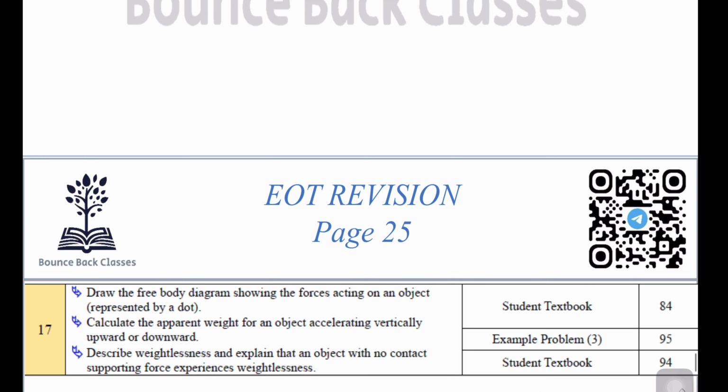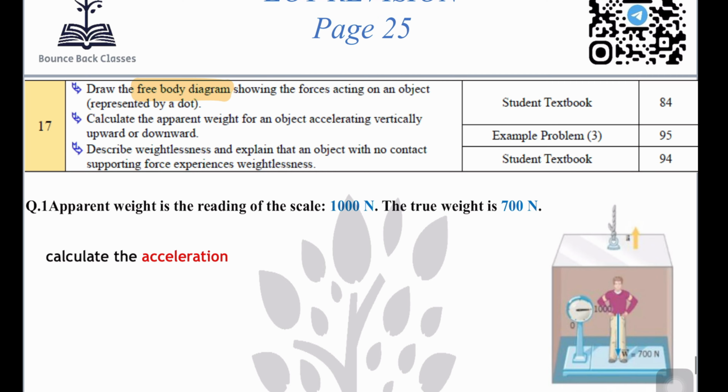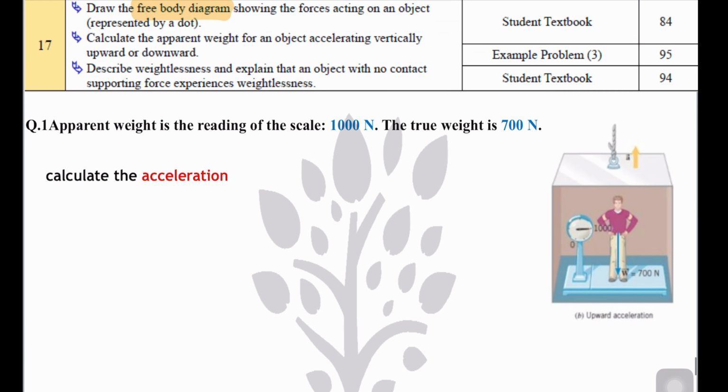Okay. Next, question number 17, free body diagram. We learned it a number of times. Free body diagram means all the four directions. Upward is N, Fg is mg, applied force, force of friction. Clear? Okay, now read the question and then solve it.